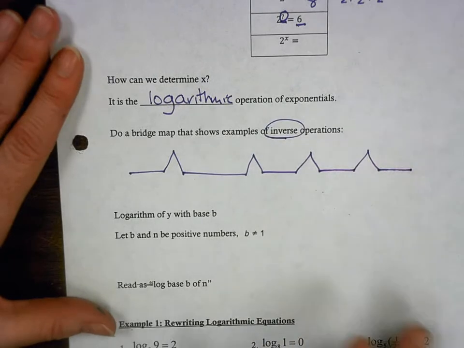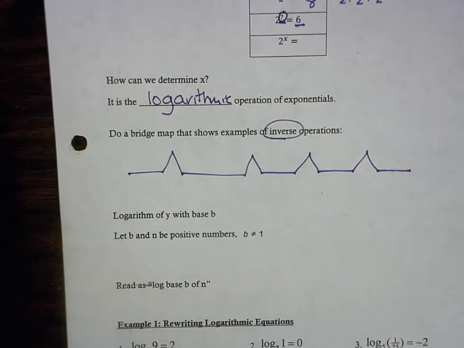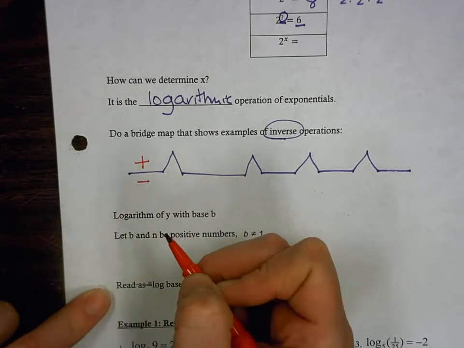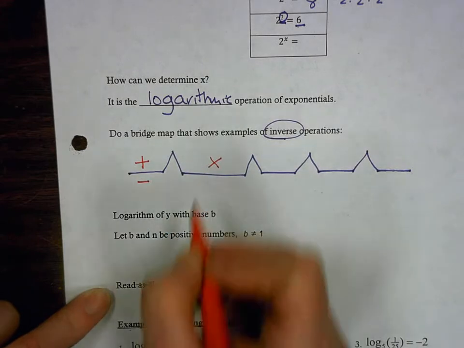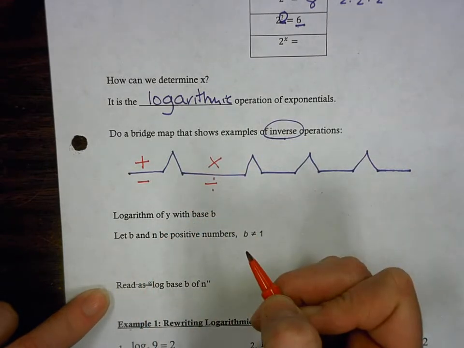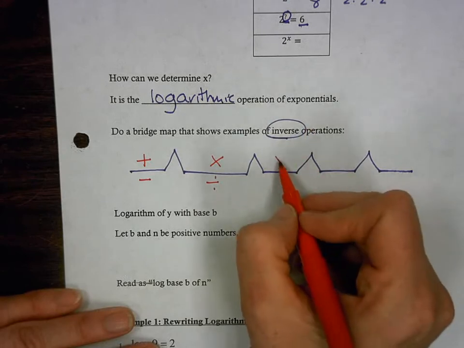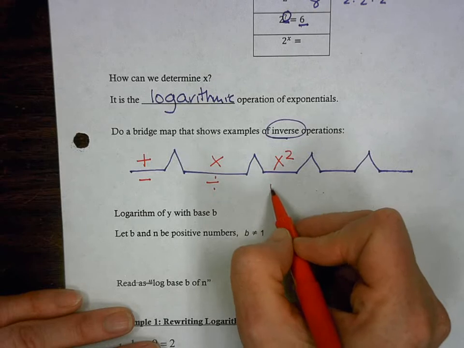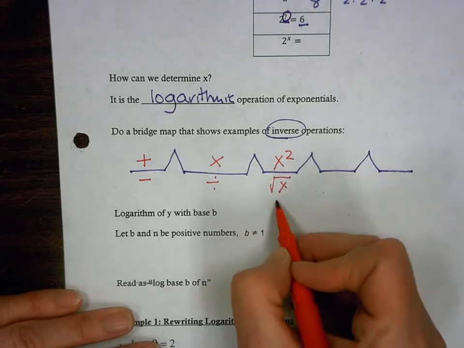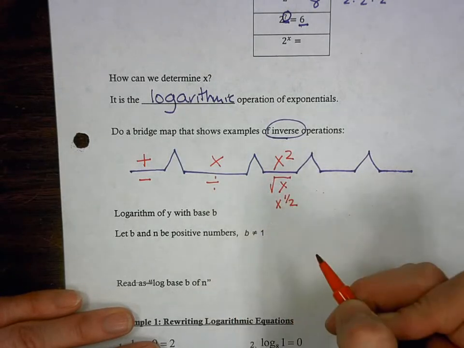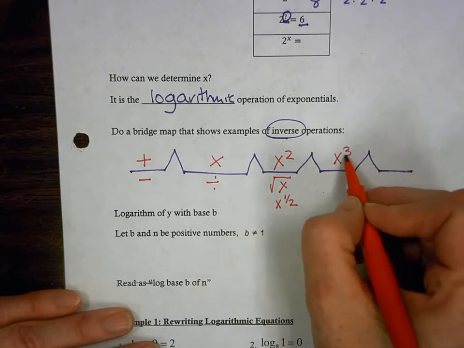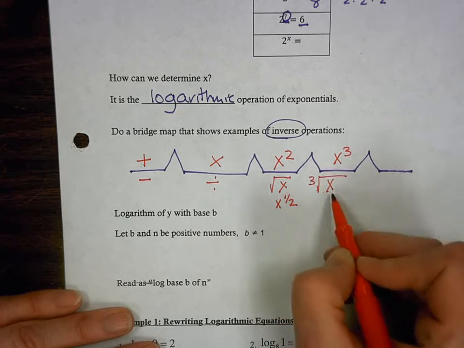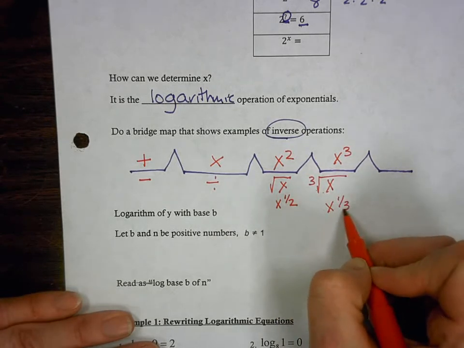Okay, so we're drawing a little bridge map. What inverses do we know? Well, we know that if we add, the inverse of that would be subtraction. If we multiply, the inverse of that would be division. We know that if we have x squared, the inverse of that would be the square root of x, or x to the 1/2. So what if we had x cubed? What would the inverse be? Well, that would be the cube root of x, or x to the 1/3.